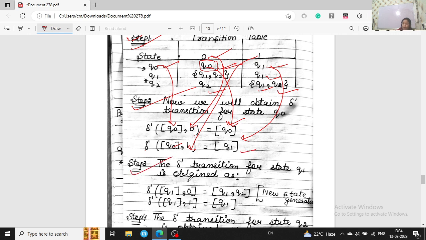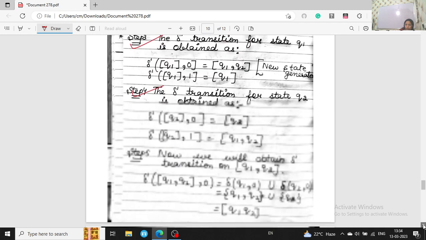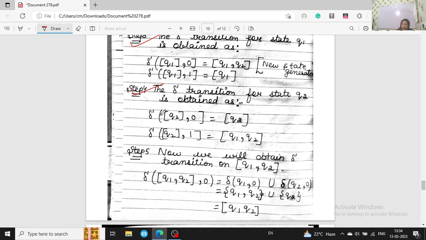Then the third step: the delta dash transition for state Q1 is obtained. For this, delta dash of Q1 comma 0 is equal to Q1, Q2, and again delta dash of Q1 comma 1 is equal to only Q1. In the next step, delta dash of Q2 comma 0 is equal to Q2, and delta dash of Q2 comma 1 is equal to Q1 and Q2. Here {Q1, Q2} is a new state generation.